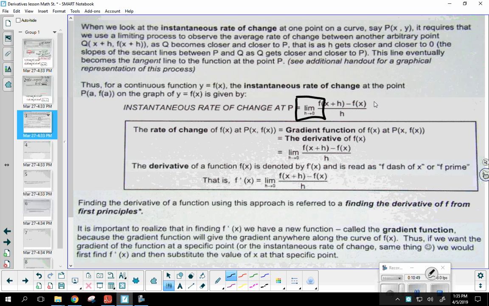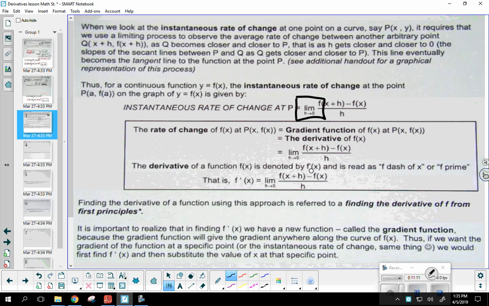Okay. So the rate of change of f at point P, we call that the gradient function, or by taking the limit, we can refer to that now as the derivative. Okay, and the derivative is very, very useful to us. All right, the derivative of a function f is denoted by f prime of x. Okay, and they say dash.